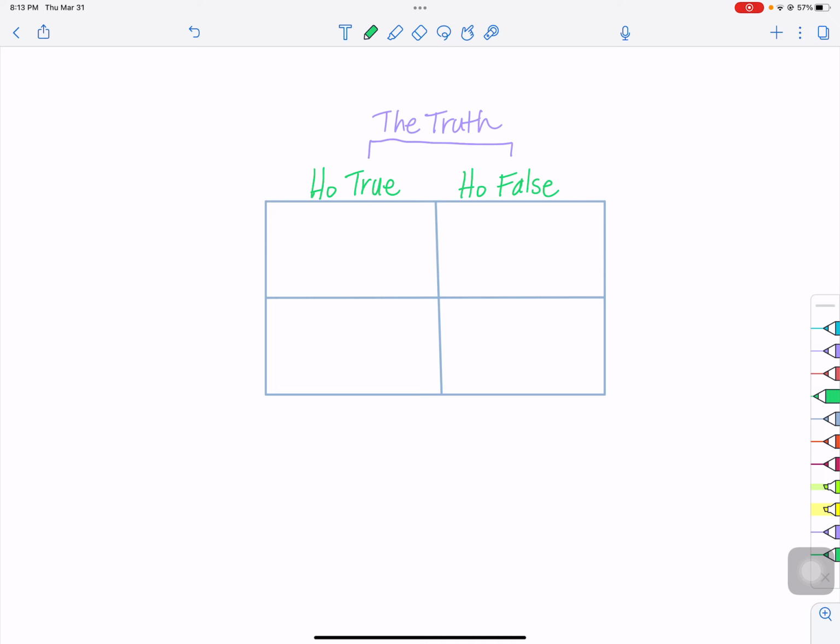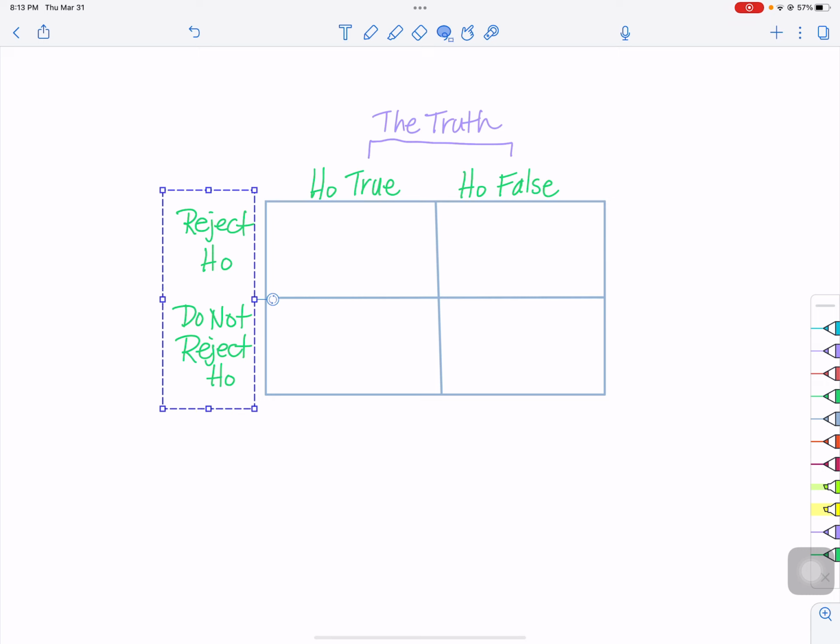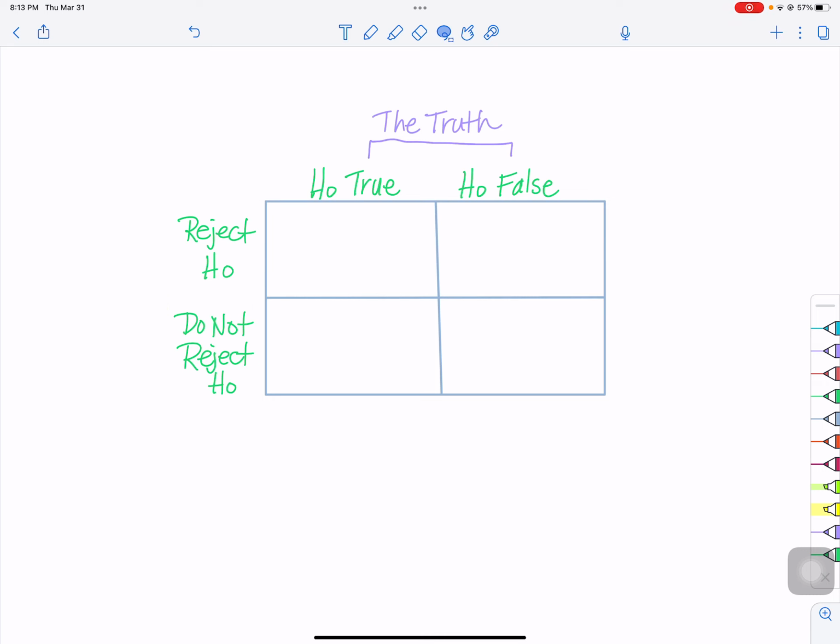Now let's look on the side of this table, and first we're going to have reject the null hypothesis, and then do not reject the null hypothesis. And these are what? These are your decisions. So I'm just going to put my decision. And this is what we decide to do. We either reject or we do not reject.